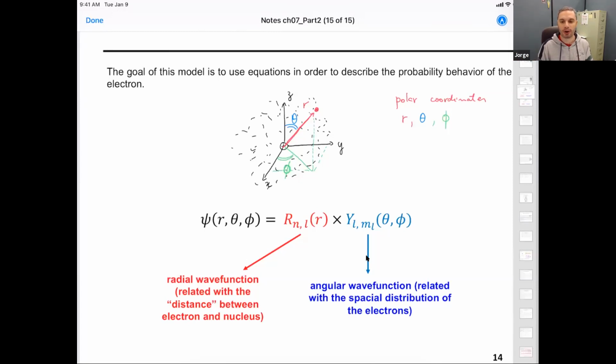The second part of the wave function equation that describes the probability of the electron in the 3D space is the function Y_l^ml as a function of theta and phi. And that's called angular wave function. The angular wave function is related with the spatial distribution of the electrons, okay? So it's going to be more related with the angles, not with the distance, okay? So more related with shape instead of distance.